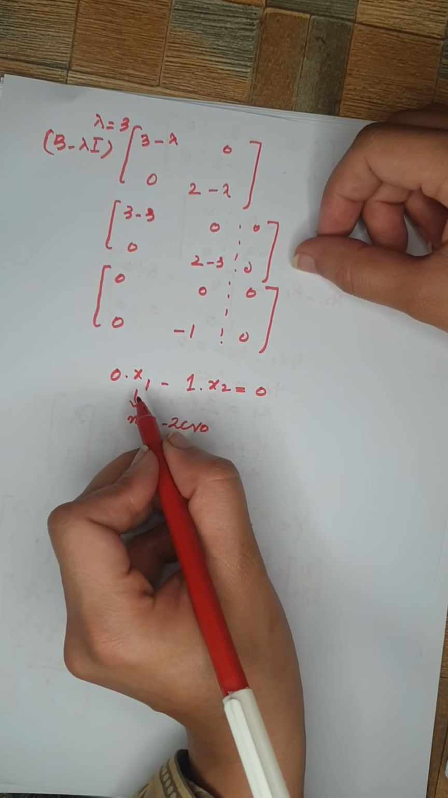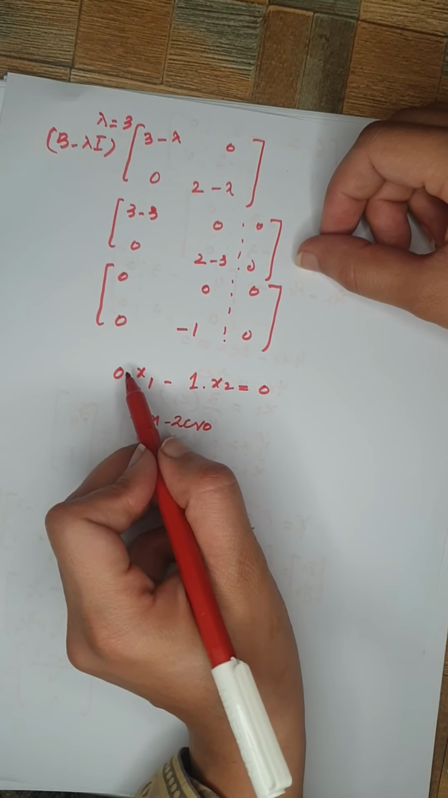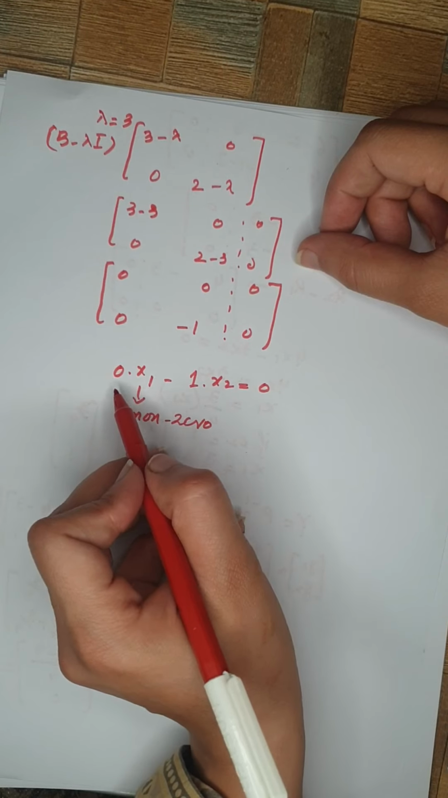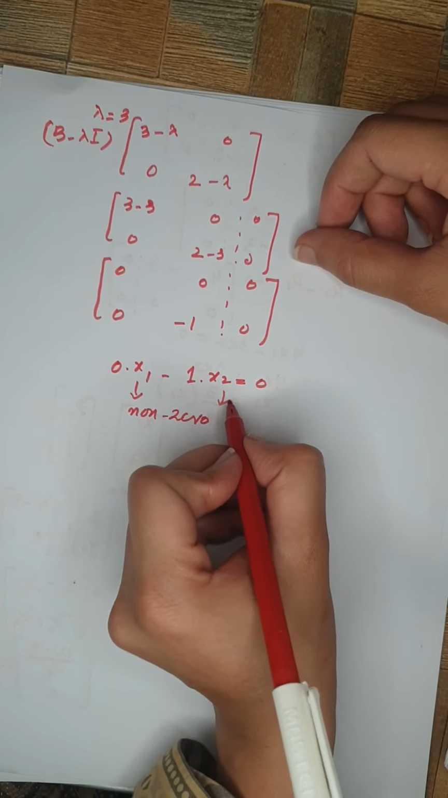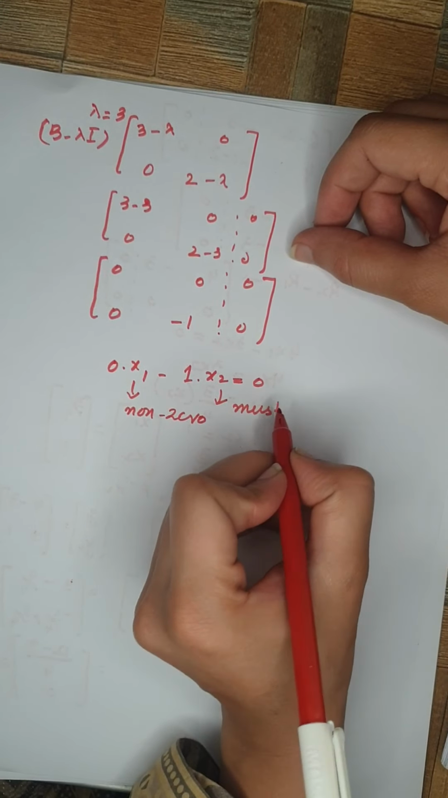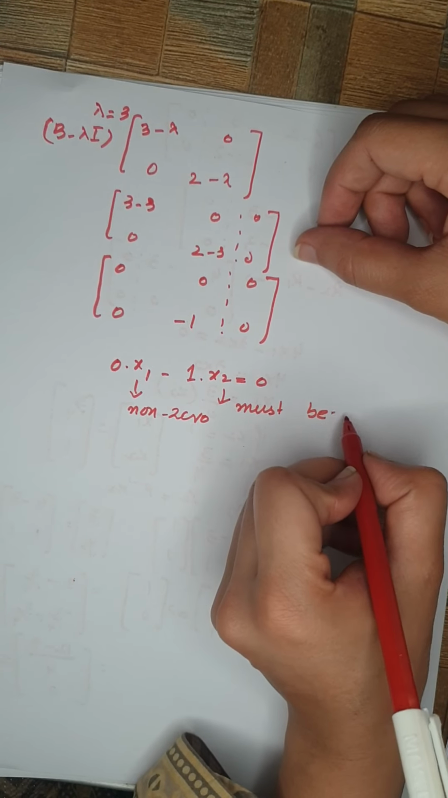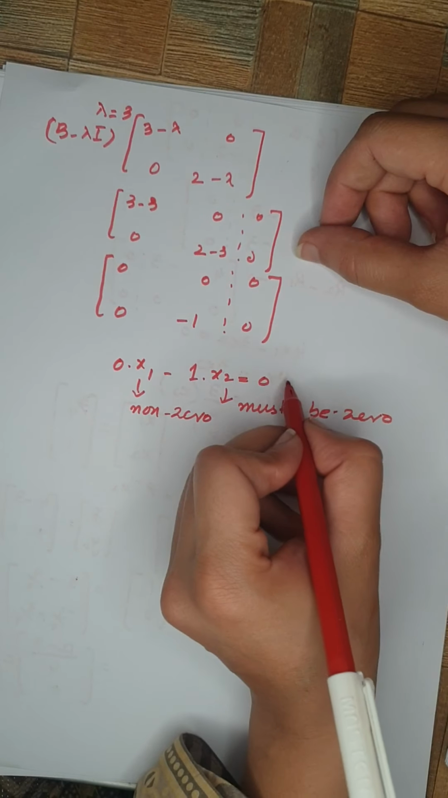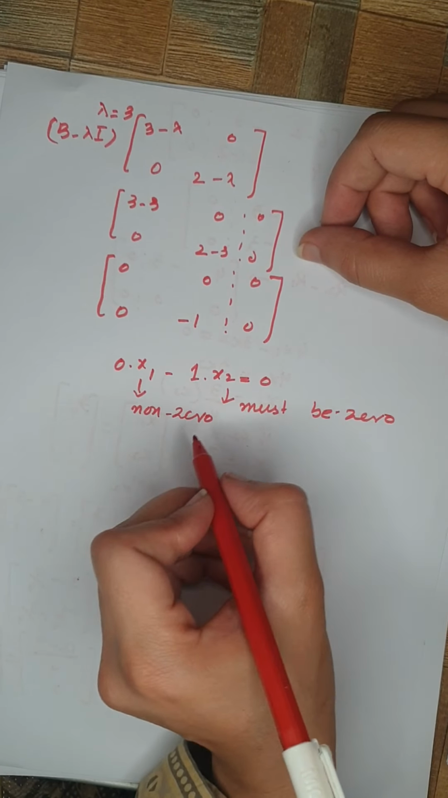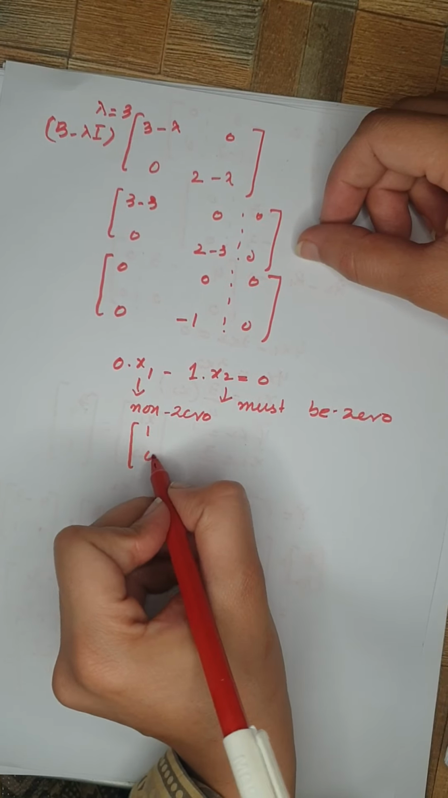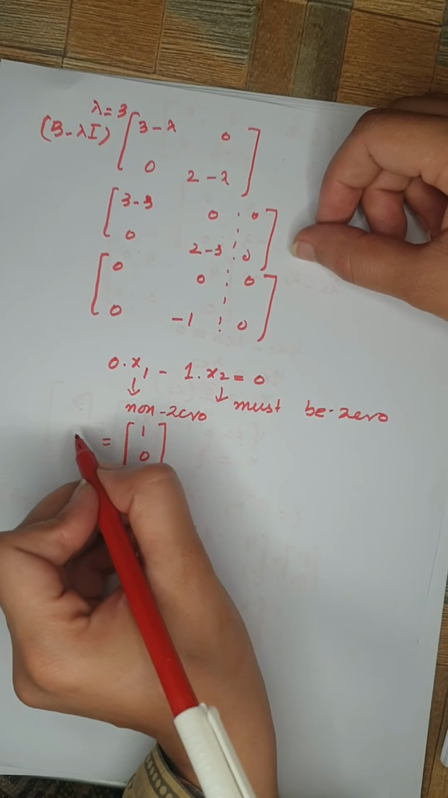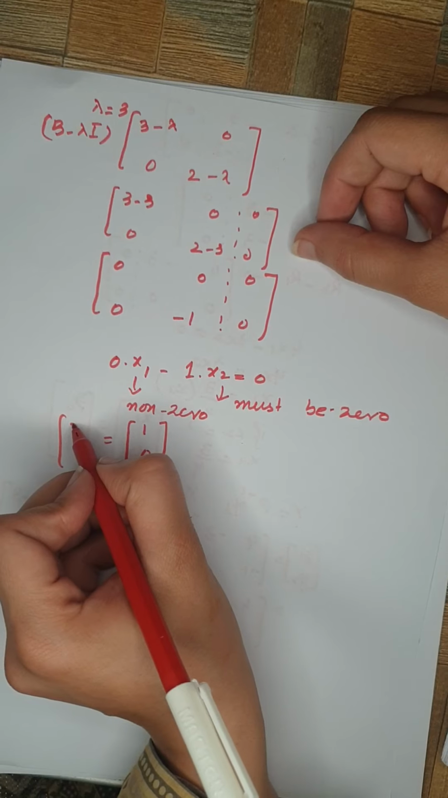I can choose x1 as any non-zero value because when we multiply it with 0 it will automatically give us the 0 value, but x2 must be 0 so that I can have 0 on the right hand side. So x1 can be any value. Let's choose 1 and then x2 is equal to 0. This is my first eigenvector of B.